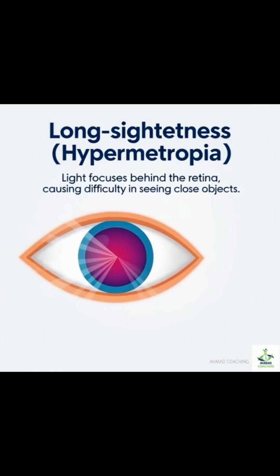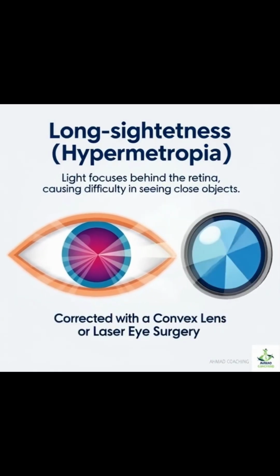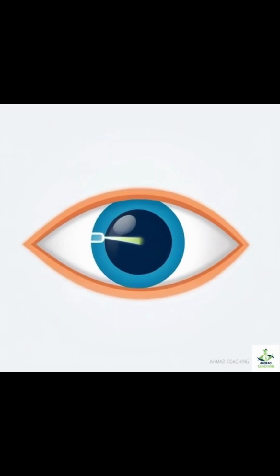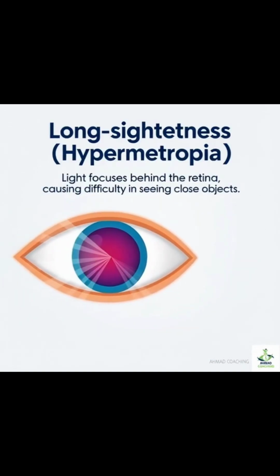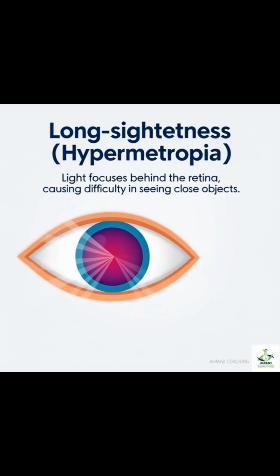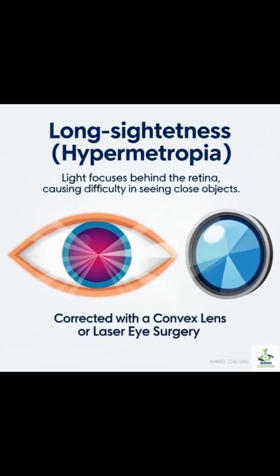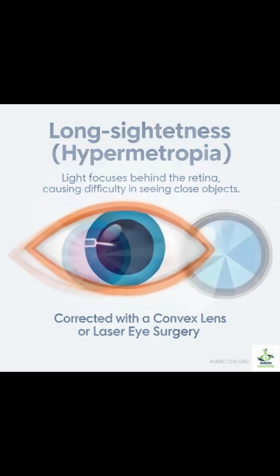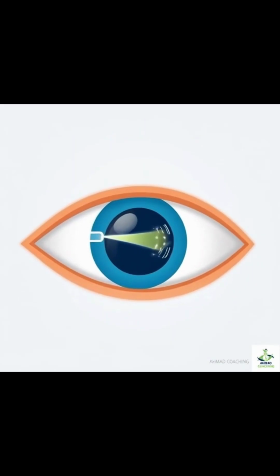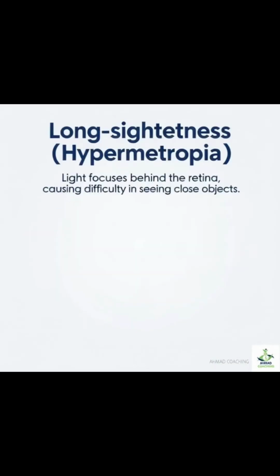Next one is long-sightedness. It is a disorder in which a person can see distant objects clearly but not the close ones. This disorder is caused when the eyeball is too short or the shape of the lens is not round. This disorder is also known as hypermetropia. In this case, light rays do not focus on the surface of the retina, so the light is focused behind the retina. A blurred image is left on the retina.